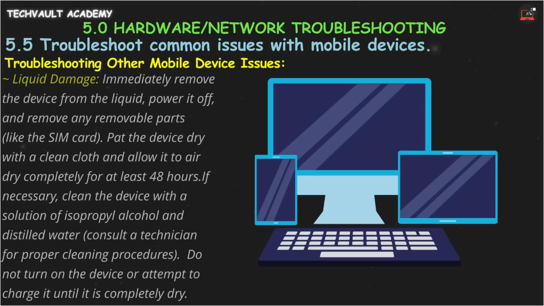Liquid damage. Immediately remove the device from the liquid, power it off, and remove any removable parts, like the SIM card. Pat the device dry with a clean cloth and allow it to air dry completely for at least 48 hours. If necessary, clean the device with a solution of isopropyl alcohol and distilled water. Consult a technician for proper cleaning procedures. Do not turn on the device or attempt to charge it until it is completely dry.